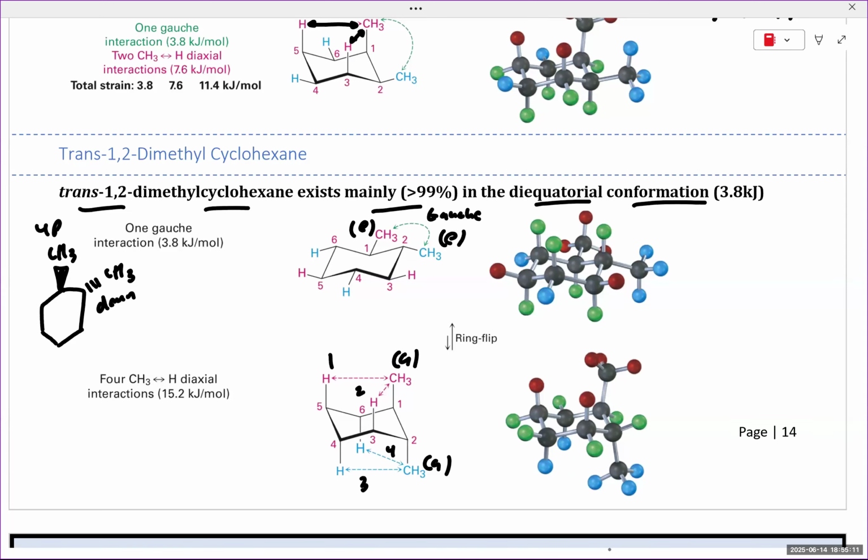And as we can see, the diequatorial conformation is lower in energy. Even though we have a gauche interaction, it is lower in energy. And overall, this conformation is lower in energy in part because it doesn't have these highly destabilizing diaxial interactions. So you have to take into account both gauche interactions and diaxial interactions when identifying the lowest energy conformation. So the diequatorial conformation is the lowest energy conformation.